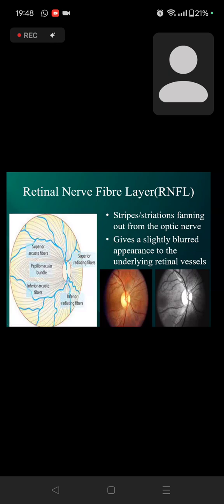And how to identify all these retinal nerve fiber layers? You can see silvery striations over the retina. These silvery striations or stripes are the retinal nerve fiber layer, which can be best appreciated on the red-free filter. And what is the normal pattern of this RNFL distribution? It will be silvery in color over the superior and inferior part of the disc, and near the macula it will be darker, and it gives a slightly blurred appearance to the underlying retinal vessels.